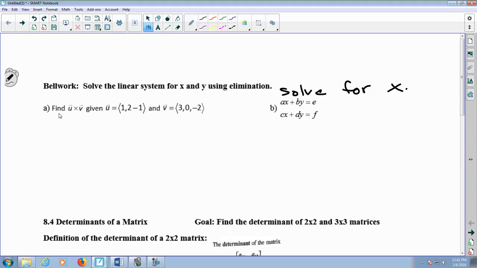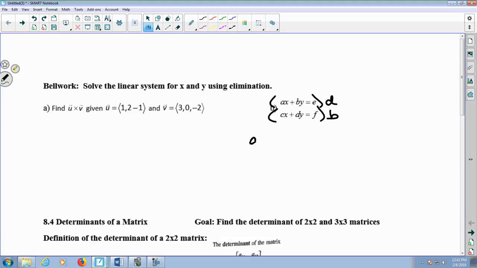We want to solve for x. If we want to solve for x, we're going to have to multiply because b and d need not be factors. Let's think b is 2 and d is 3. We have to multiply both by each other. If I want to solve for x, it means I want to eliminate y. So I'm going to multiply the top by d and the bottom by b.